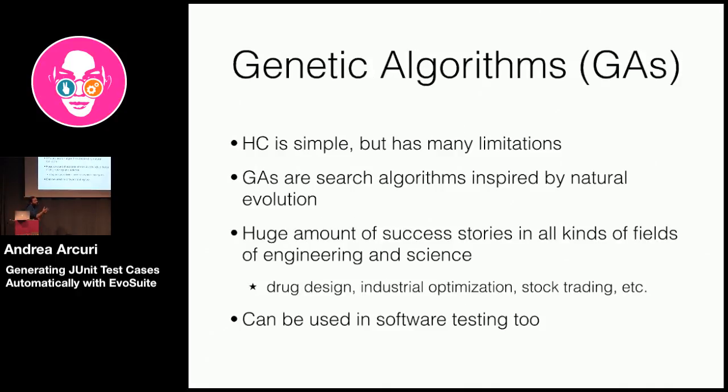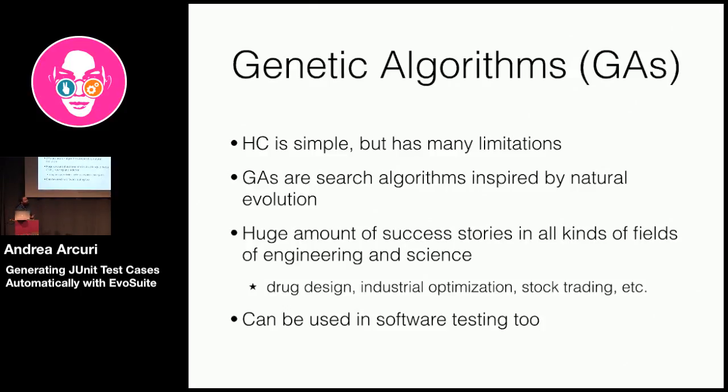Problem is, it works on that trivial example. On more complex examples, it doesn't work. So another more popular algorithm is called a genetic algorithm. Because hill climbing is very greedy, it has a lot of limitations. It only works if you have a straight path. As soon as there are some minor issues, then it doesn't work anymore.